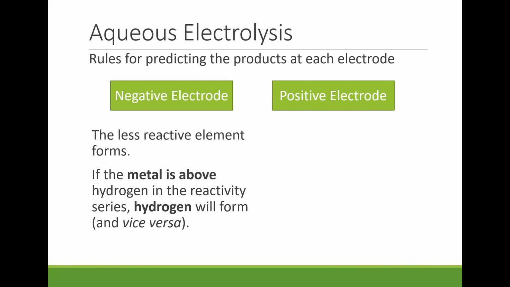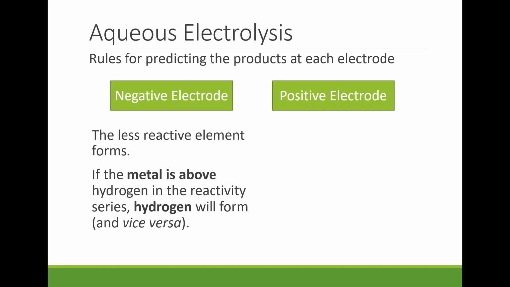Let's just think about that a little bit. Let's think about some examples. Let's say we're electrolyzing sodium chloride solution. So the sodium ions and the H+ ions will be attracted to the electrode. And we have our little test. We say, right, sodium's pretty high in the reactivity series, isn't it? And so sodium is above hydrogen, and so hydrogen will form. So we'd expect to see hydrogen.